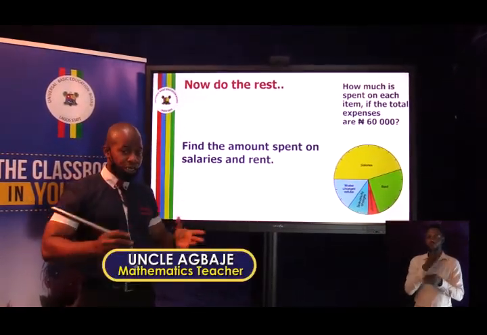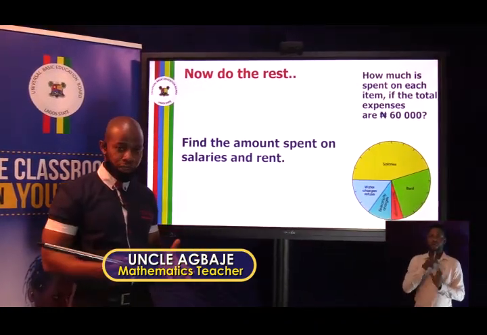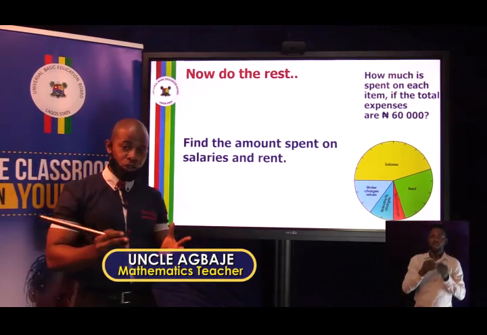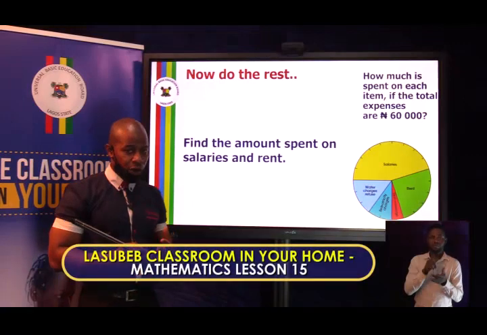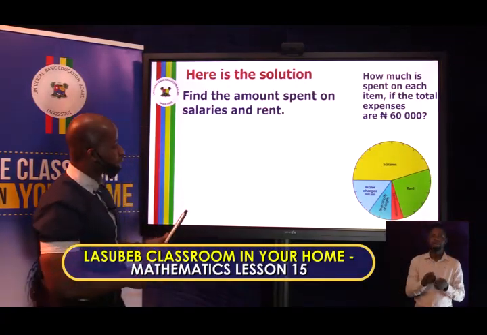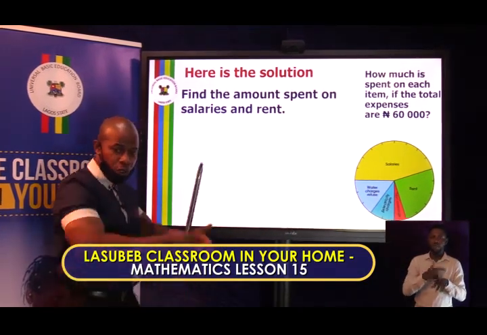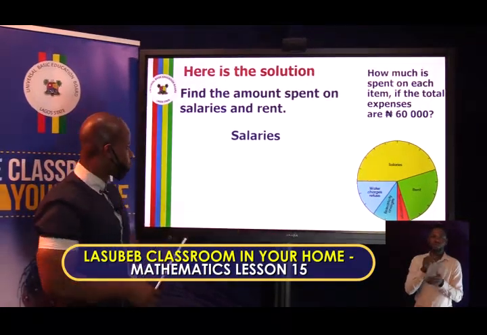The total money is 60,000, and we have divided our pie into 20 places. That means I will divide the total money, the total 60,000, into 20. If I divide 60,000 into 20, I will get 3,000. Now I need to count how many spaces for salaries. We have counted the other time, it is 9. So 3,000 in 9 places, you should get 27,000. But let's just see it worked out.